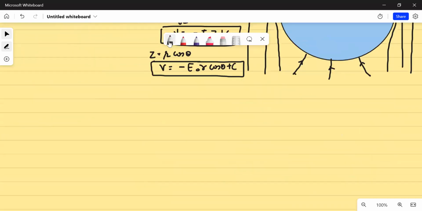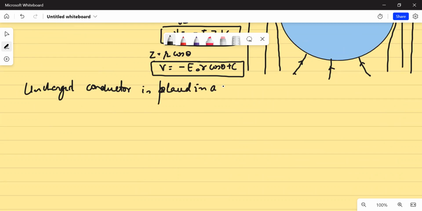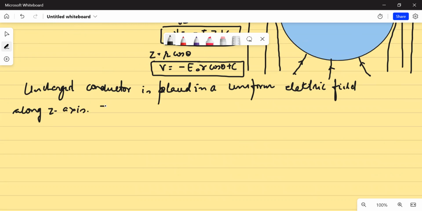Now let us first make our problem statement. The problem statement is that this uncharged metallic sphere, or you can say conductor, is placed in a uniform electric field, that is also along the z-axis, given by E naught k cap.